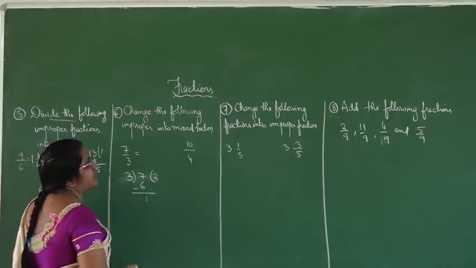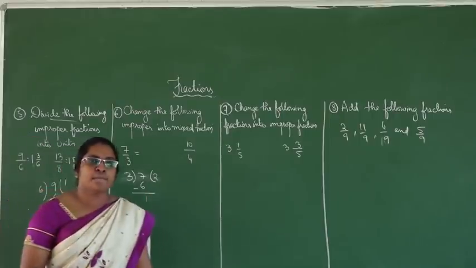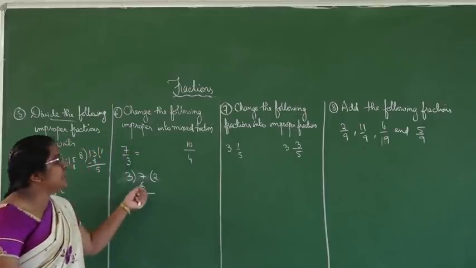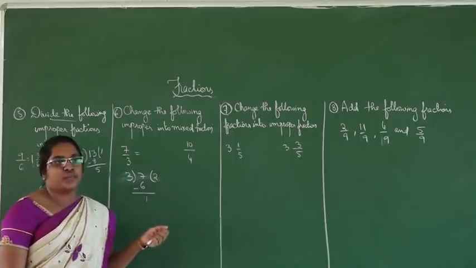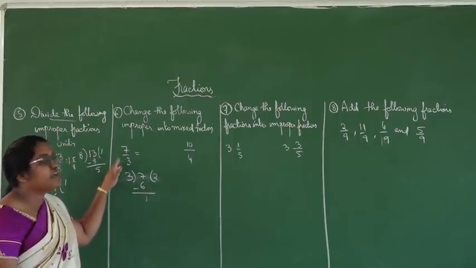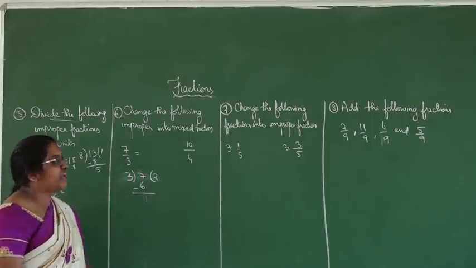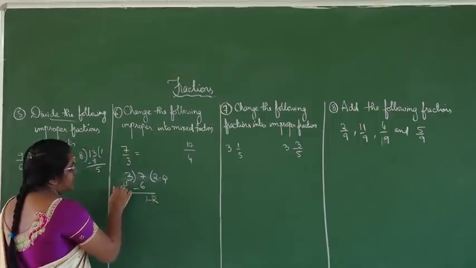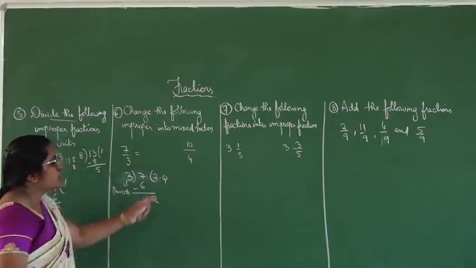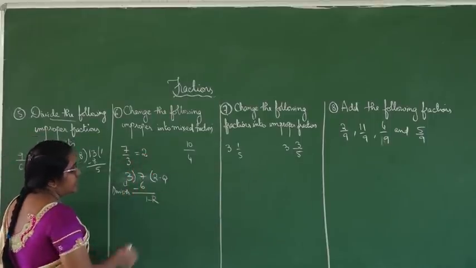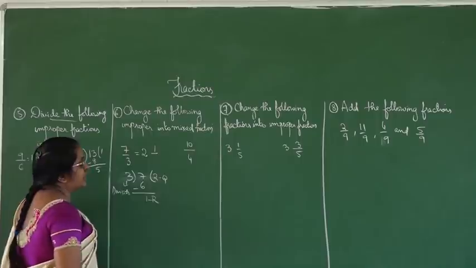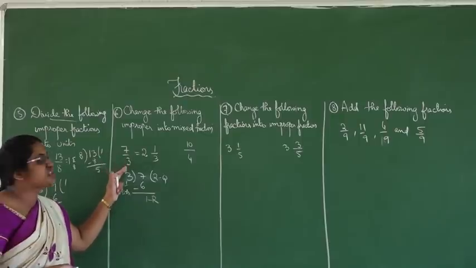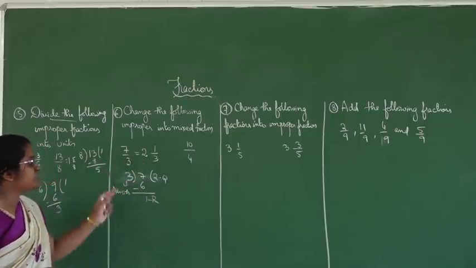Now we should write it as a mixed fraction. What is a mixed fraction? The combination of whole part and fractional part. It should contain a whole number part and also a fractional part. Now 7 by 3 should be written in the form of a mixed fraction. This is the quotient, this is the remainder and this is the divisor. So the quotient will be the whole number part, the remainder will be the numerator and the divisor will be the denominator. This is how 7 by 3, an improper fraction, is converted into a mixed fraction.